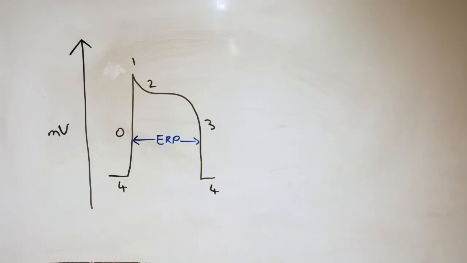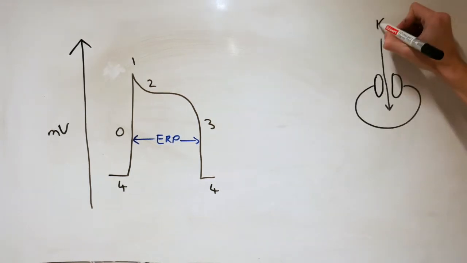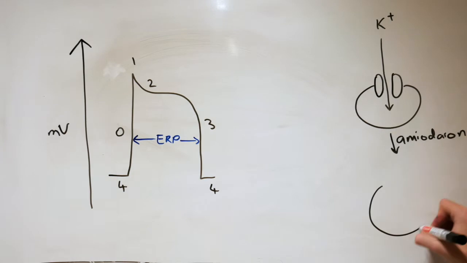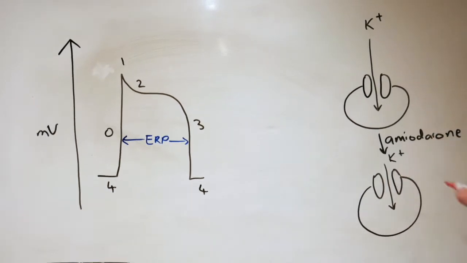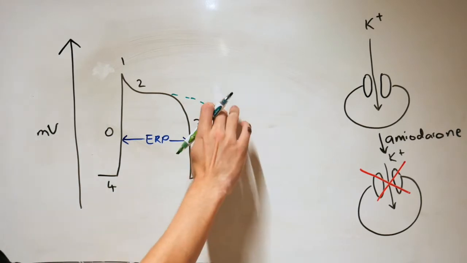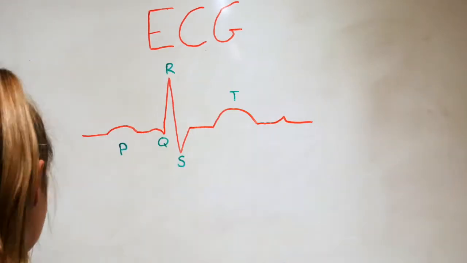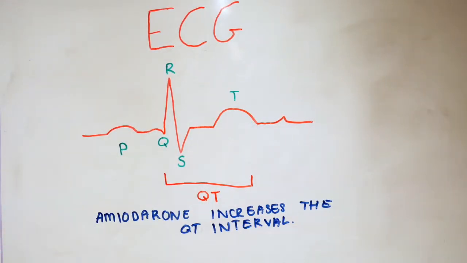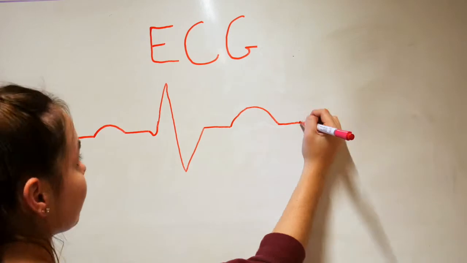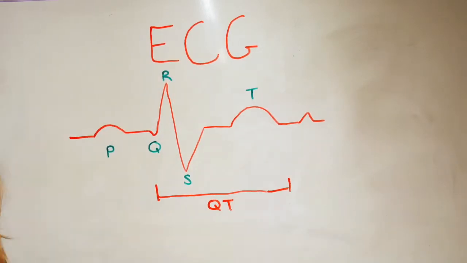Amiodarone interferes with the ion concentrations by binding to and blocking the potassium channels. By blocking these channels, repolarization becomes slower, consequently causing phase 3 of the action potential to become longer, lengthening the effective refractory period. On an electrocardiogram, these changes correspond to an elongated QT interval, meaning it takes longer for the ventricular depolarization and repolarization to occur.